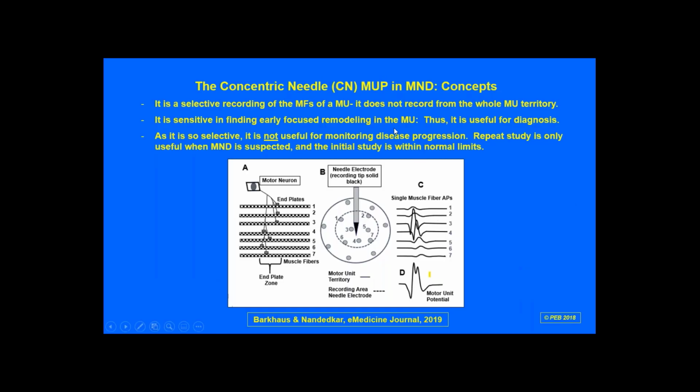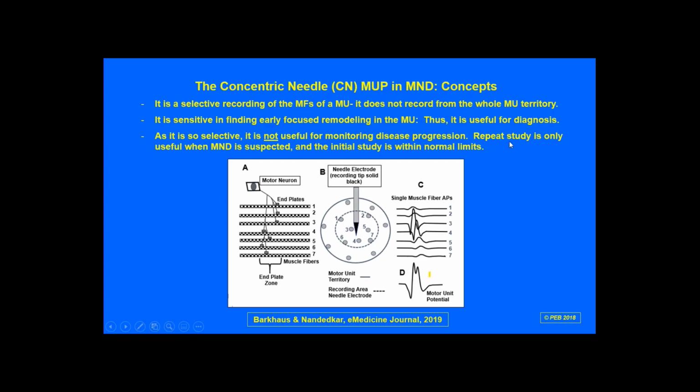All right. Concentric needle motor unit potential and motor neuron disease concepts. It's a selective recording of the muscle fibers of a motor unit. It does not record from the whole motor unit territory, as you know. So it's sensitive in finding early focused remodeling in the motor unit. So it's useful for diagnosis, but as it's so selective, it's not useful for recording or monitoring disease progression.